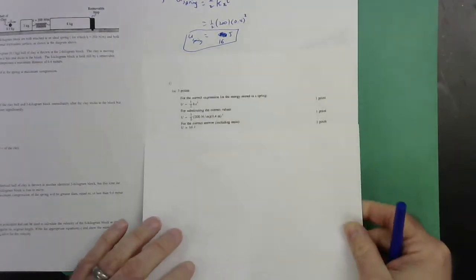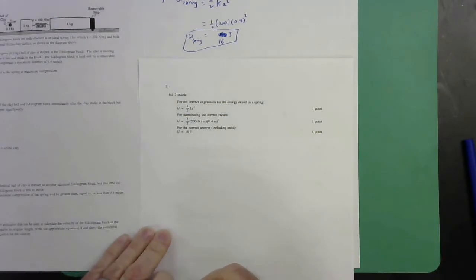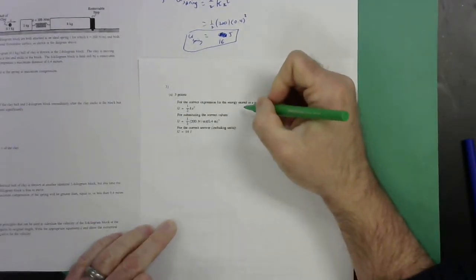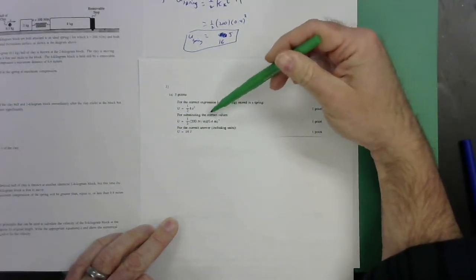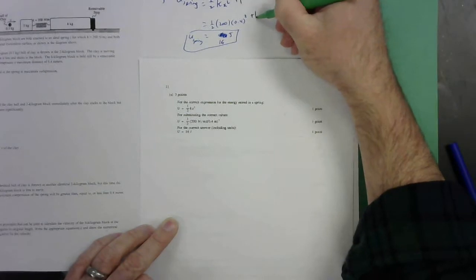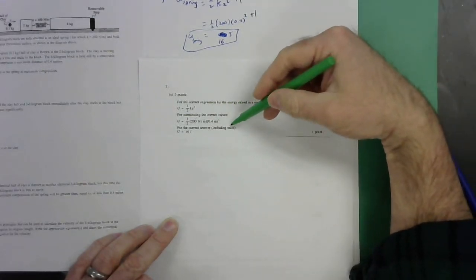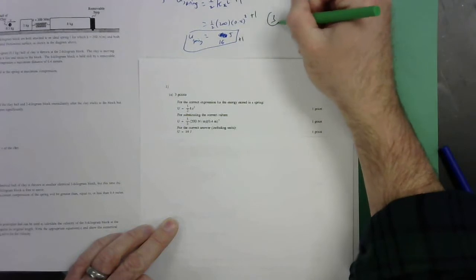Wow, that's not ideal. Okay, so if I take a look at the scoring guide for this one, to see how they assign their points, sure enough: for using the formula for energy stored in a spring, 1/2 kx squared, one point. Substituting in the correct values, 200 and 0.4 squared, one point. And then for my final answer, including units, 16 joules, one point. Hey, that's 3 points. Done. That's the first part. All right, continuing on.